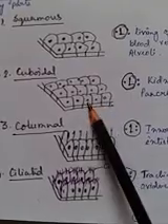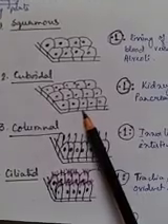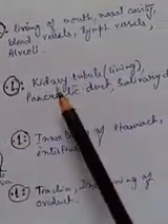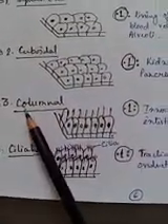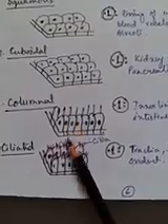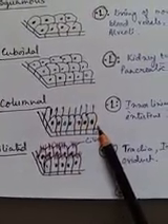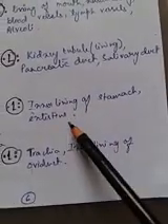Next type is the cuboidal epithelium. From the name you can understand the cube shaped cells are well arranged over here. Where are they present? They are present in the lining of the kidney tubules, and in the pancreatic duct and the salivary duct also. Third type of the epithelial tissue is the columnar. From the very name you can understand the column shaped or elongated cells are well arranged and form this type of epithelial tissue. Where are they present? They are present in the inner lining of the stomach and the intestine.